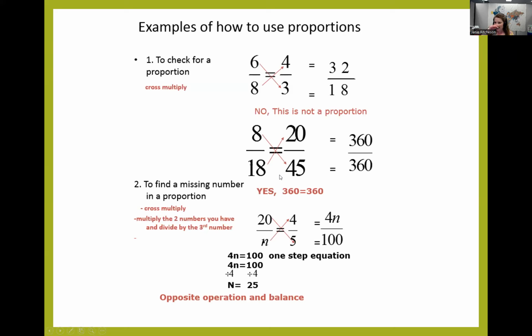And then what if I'm missing a number? Well, I can use the cross products to determine a missing number if I already know they're proportional. And usually when I'm given an equal sign, that means they are equal to each other. So one way I'm going to do it is by finding the cross product. So 4 times n is 4n. 20 times 100 is 2,000. And then to solve for n, I'm going to divide both sides by 4. And I would find out that n is 25. Okay.